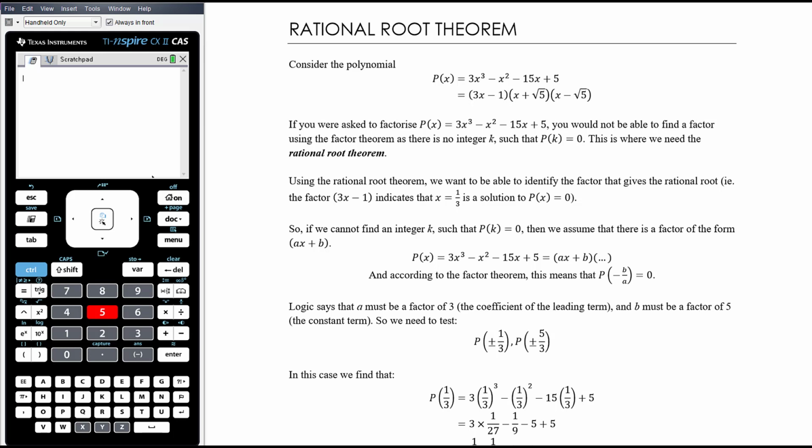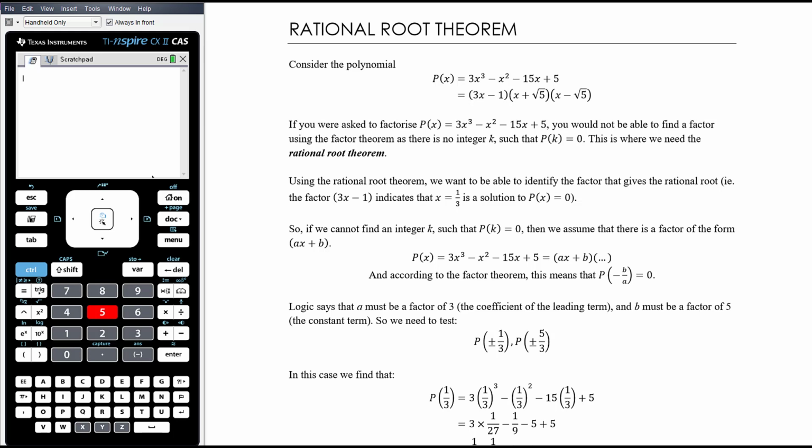Okay, so this next video covers a concept called the rational root theorem. Now, the rational root theorem, there are only 2 questions in the textbook on this. It is technically in the study design, but I've never seen it assessed, and I honestly cannot imagine a time when they would bother to assess this.